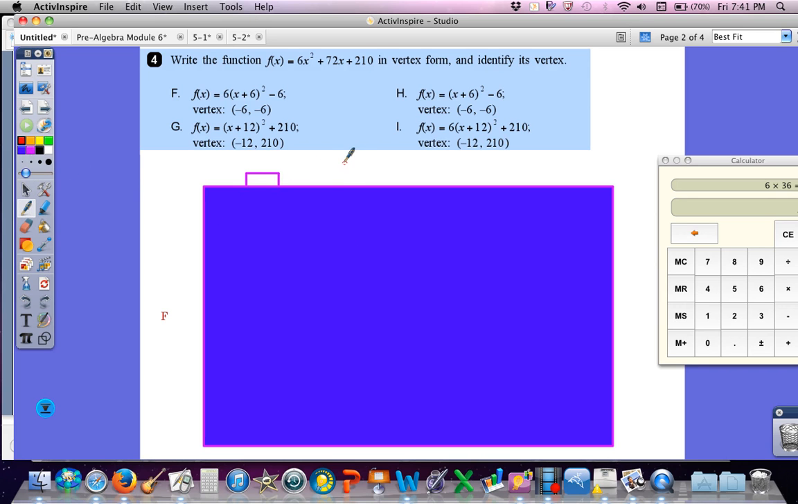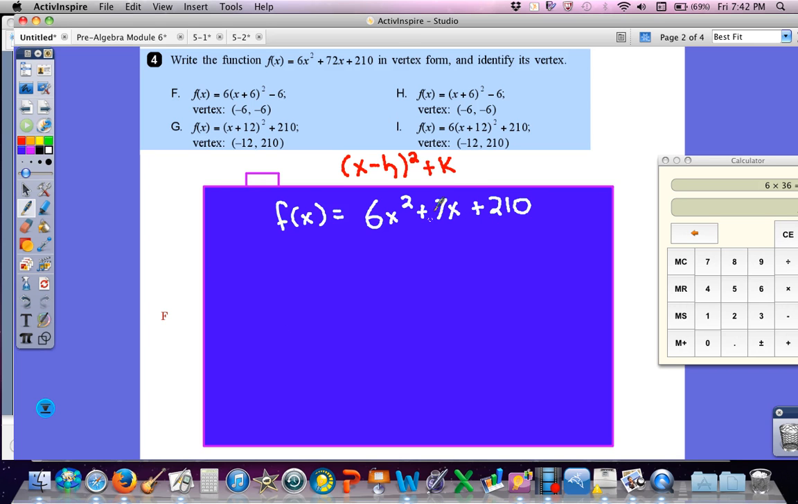So vertex formula is x minus h squared plus k. So like before, this is going to be the x coordinate for the vertex. This is the y value for the vertex. So let's see if I can do this. You're starting with the equation f of x equals 6x squared plus 72x plus 210. Because you want vertex form, you're going to have to use completing the square. I know a lot of you don't like completing the square.